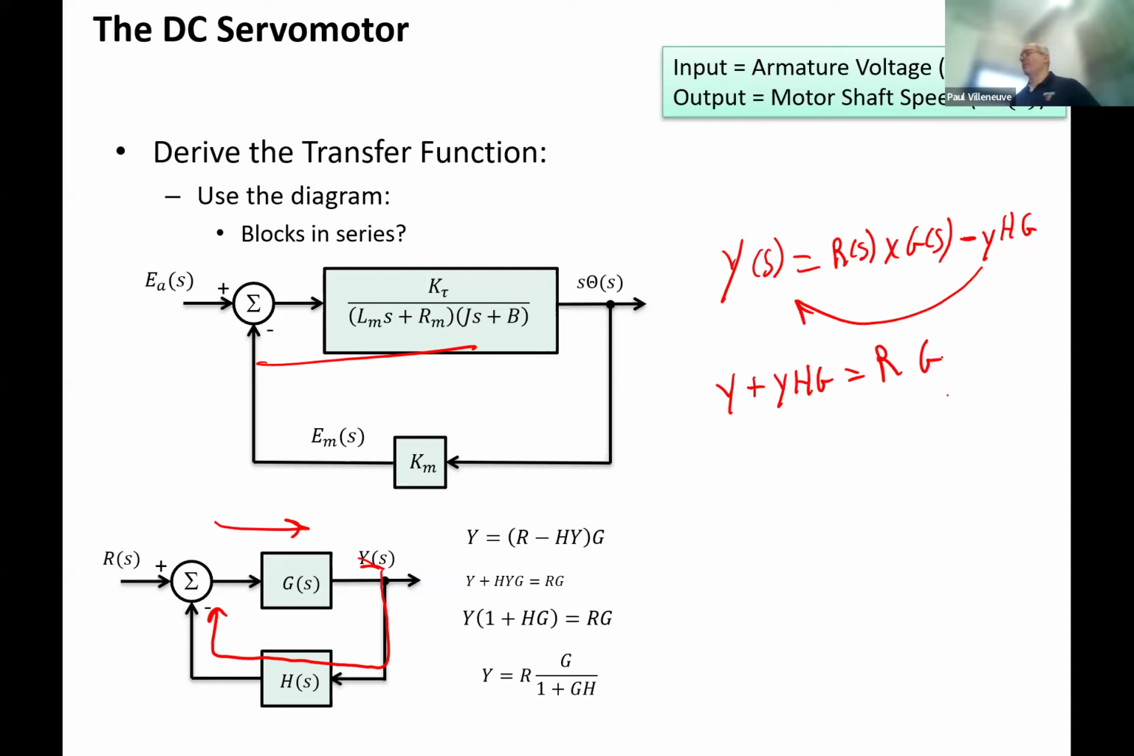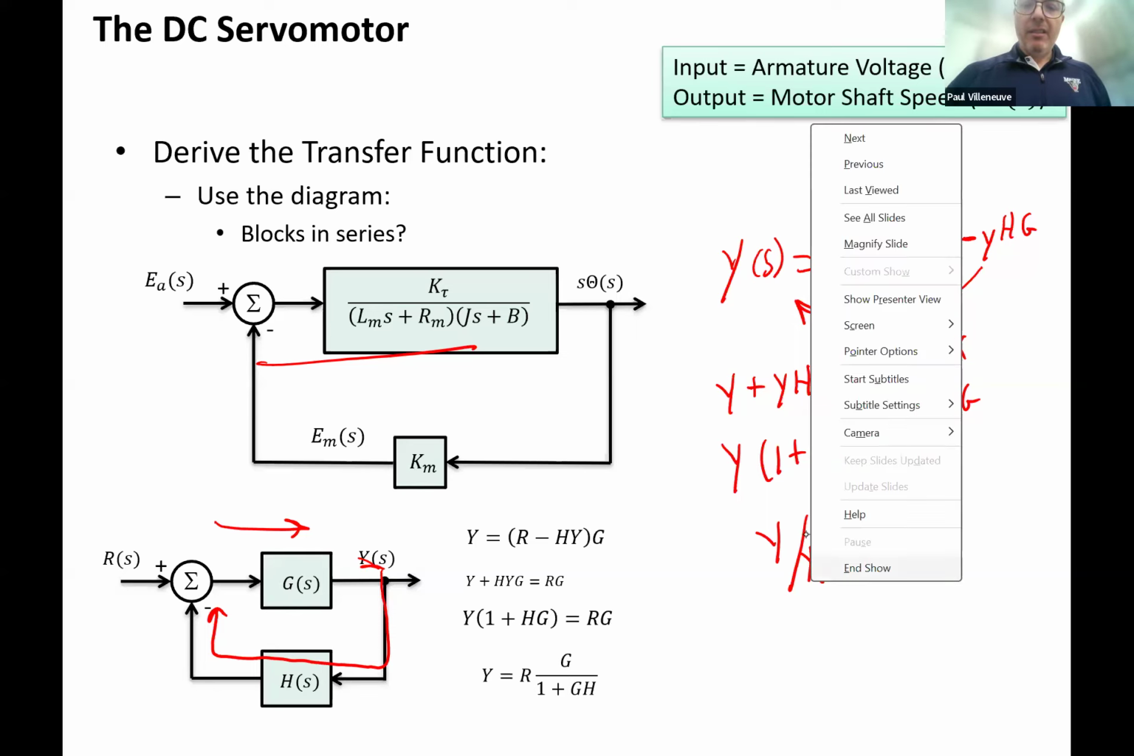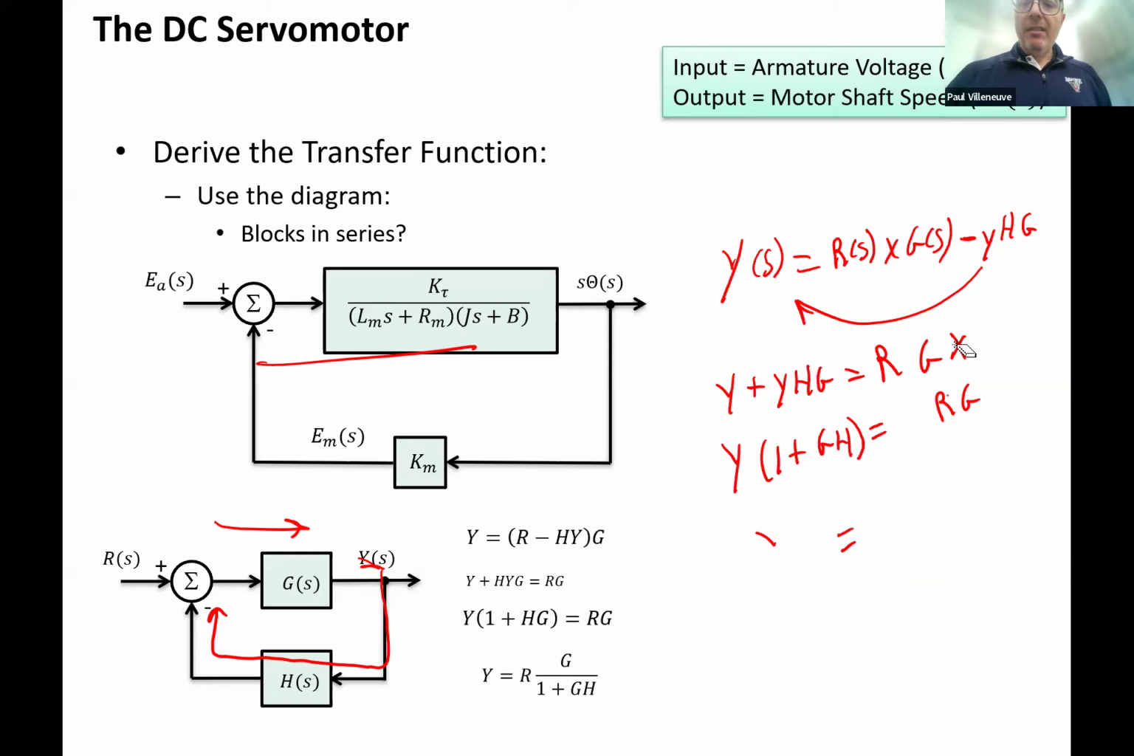I'm just getting rid of the of S terms to simplify it. I factor out a Y here: 1 plus GH equals, whoops, I need my input term over here, R times G. And then my transfer function, Y over R, is equal to G over 1 plus GH. My input is R, not X. This is for negative feedback.